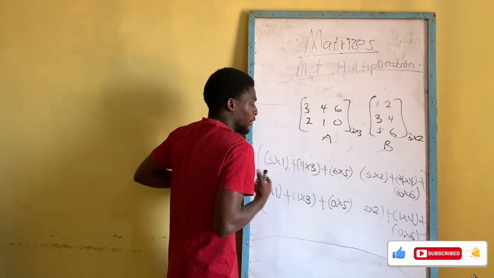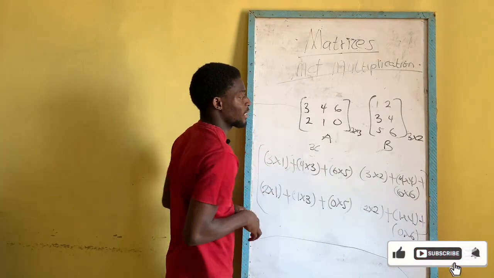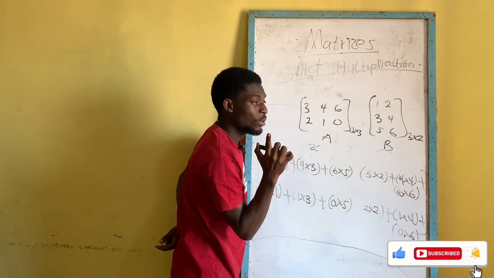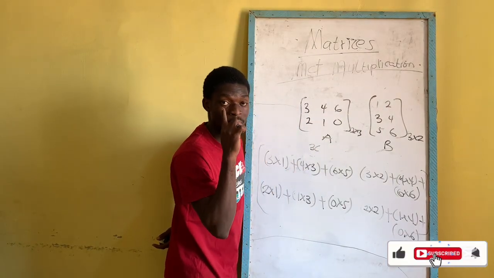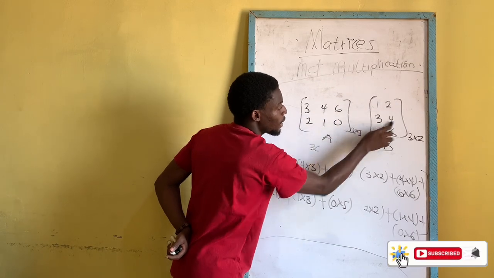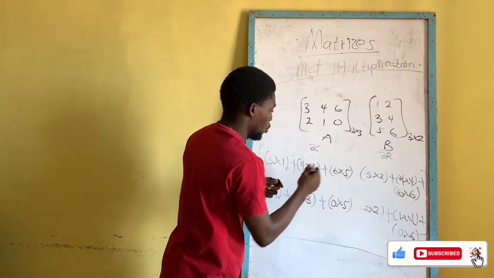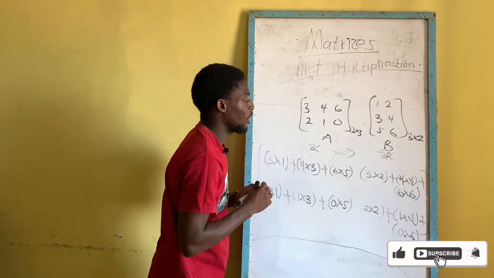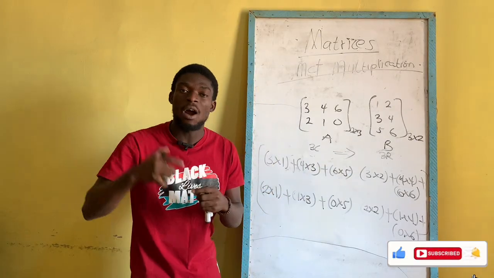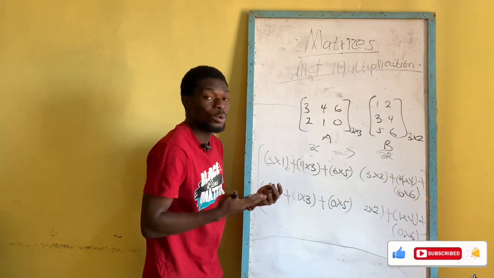So we have first column, second column, third column. Now we have 3 columns here, that's 3C. Let's look at the second one. It has to be the same as the number of rows in the matrix B, that's the second matrix. We have first row, second row, and third row. So we have 3R. Since we've established this, we can now see that these 2 matrices are conformable.